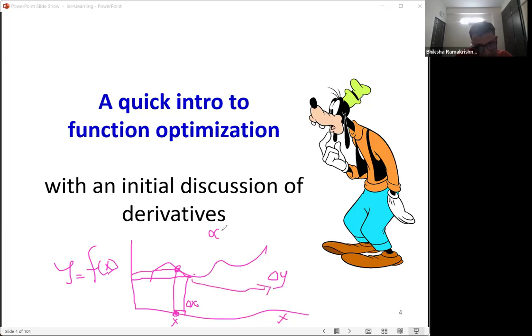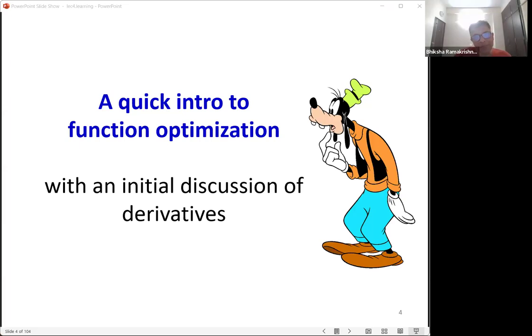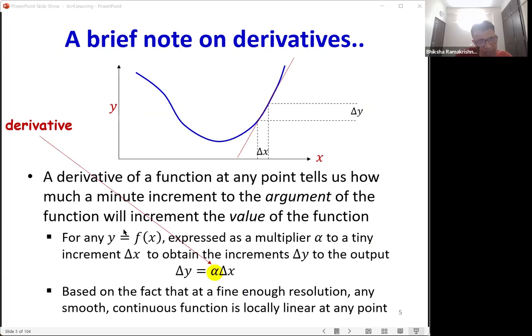And so the slope, this derivative here, is simply the multiplicative term with which you must multiply delta x to get delta y. This is how you define the derivative. There is no other definition for the derivative. This is the only true definition for the derivative. So when I speak of derivatives, the actual definition of a derivative is as follows.